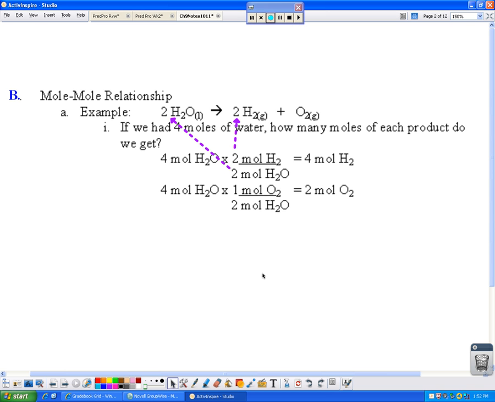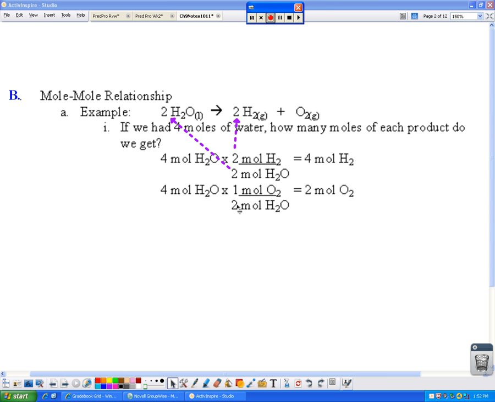Now, we're using dimensional analysis, so does it make sense the water's on the bottom? It should make sense because we have moles of water to start off with. This is our given, 4 moles of water. And we want to cancel out the given's units by writing them on the bottom, and whatever new unit we're converting to needs to go on the top. So 4 moles, 2 divided by 2 would give us 4 moles of hydrogen. In the other example, we have 4 moles of water. We're trying to figure out how much oxygen would be produced. It would be 2 moles of oxygen.